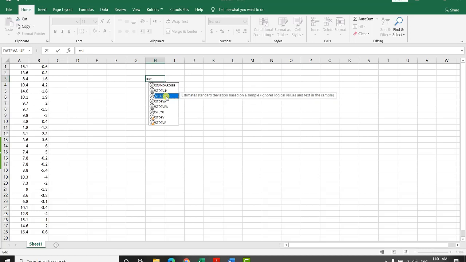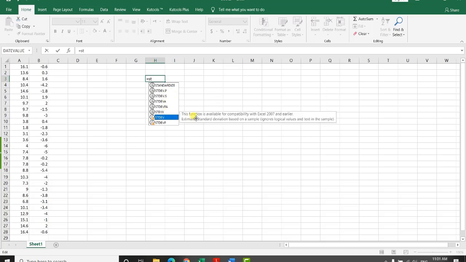Then you have standard deviation.s, which stands for sample. So for example, you have a population of 20 students, but you have numbers for just 10 of them. So these 10 people are the sample out of that population. You understand? So you have a population, but you don't have numbers or marks or whatever for all of that population. You just have them for a specified sample. Then you use the standard deviation for sample.